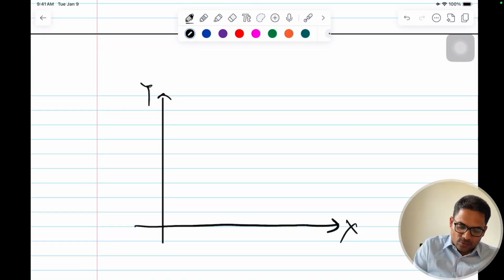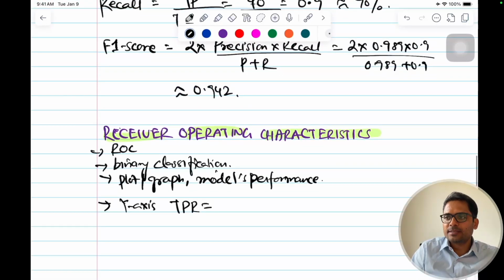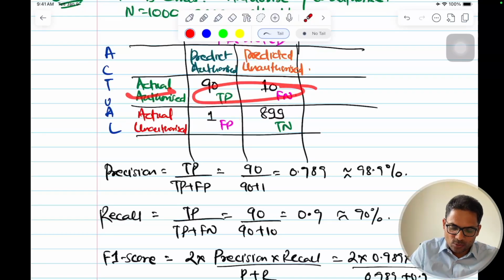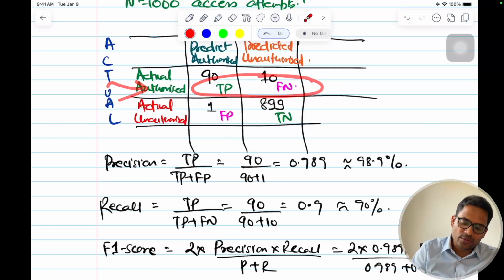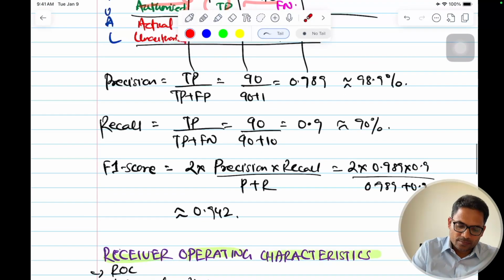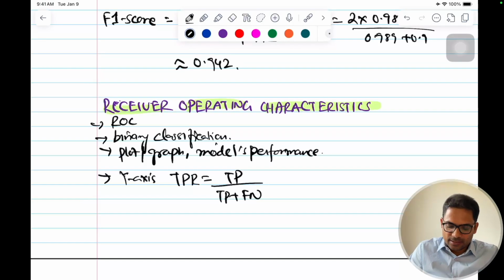So the y-axis has true positive rate. I'll write it here. What is true positive rate? We know that, out of all the truths, how many? Okay, so this is your true positive rate. Out of all the actual truths, how many was the system able to actually identify as true? So actual what was true, of that how many the system was able to identify true. So the y-axis is TPR, that is TP by TP plus false negative, that is true positive plus false negative. This is on the y-axis.